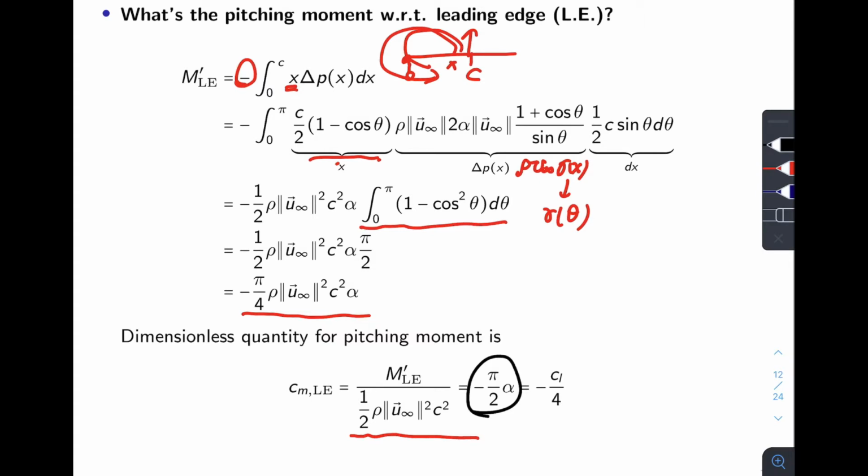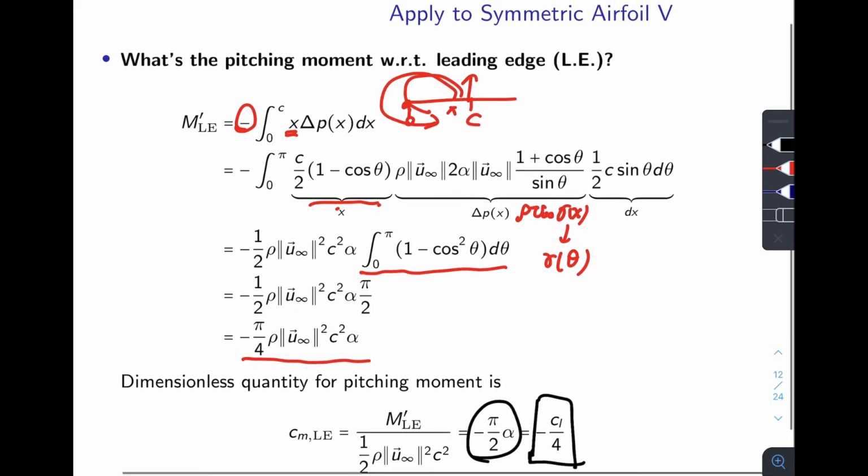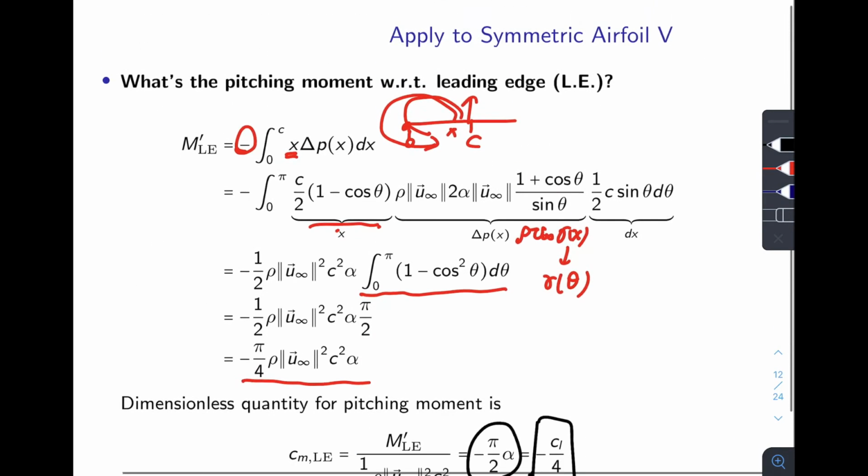If I try to find the relation between the lift coefficient and the pitching moment coefficient, I can actually find that the relation between them is the lift coefficient divided by minus 4 is the pitching moment coefficient. Okay. So that tells you that the pitching moment is usually going to pitch down for a symmetric airfoil, right? Because the lift coefficient is positive, with respect to the leading edge. Okay, good.